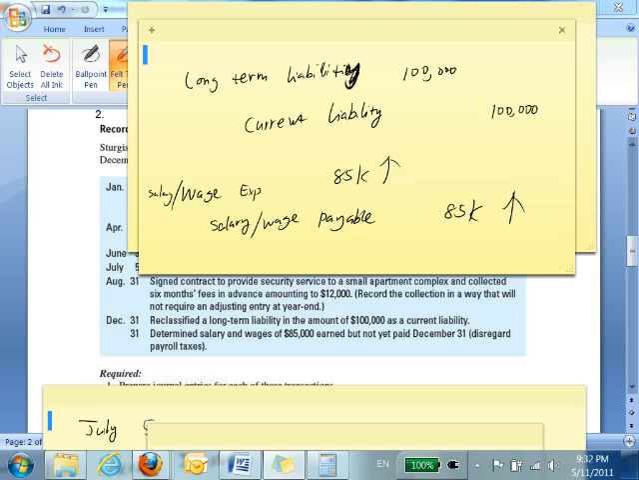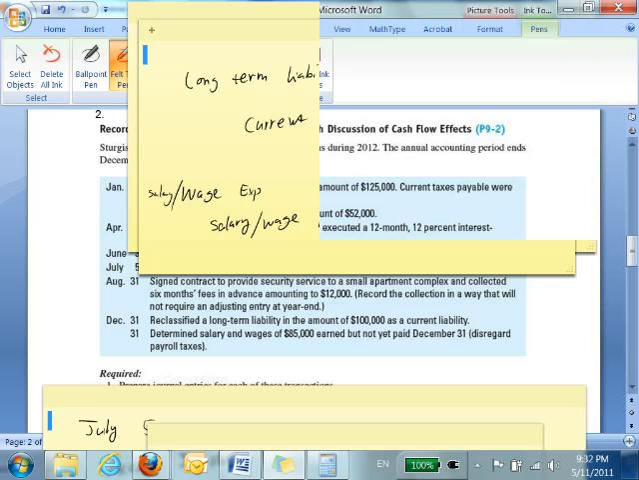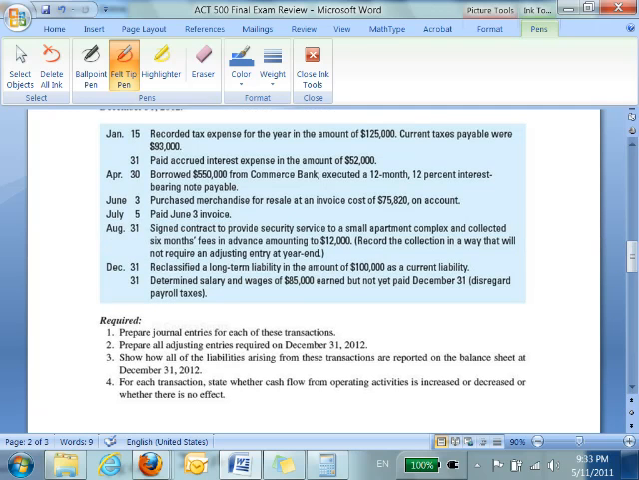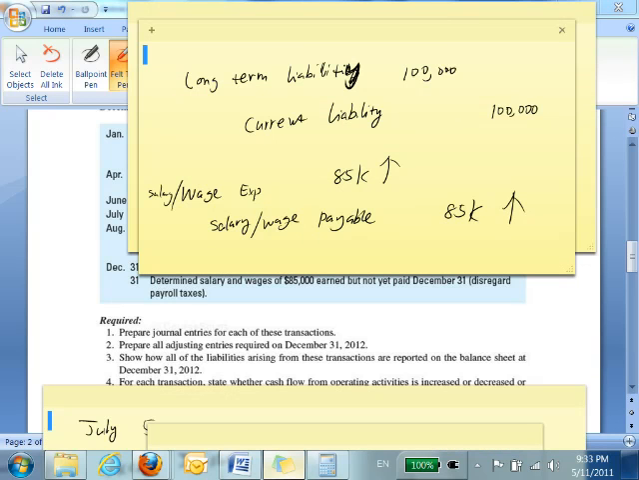Any questions? Show how all the liabilities arising from these transactions are reported on the balance sheet at December 31st, 2012. Okay, let's see, how do we deal with this issue? All of the liabilities arising from these transactions reported on the balance sheet. Okay, let's see.